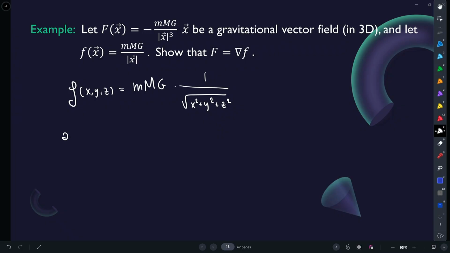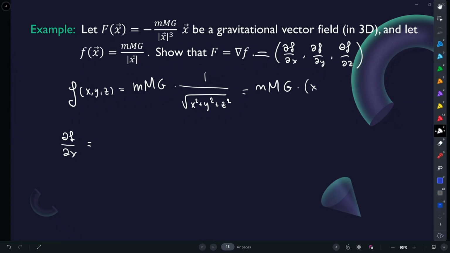So what is a partial derivative with respect to x? The gradient in this case will be the partial with respect to x, comma, the partial with respect to y, the partial with respect to z. So I can compute each one of those and see what I get. It's a little bit easier to take a derivative if we write it as x squared plus y squared plus z squared to the minus 1/2.